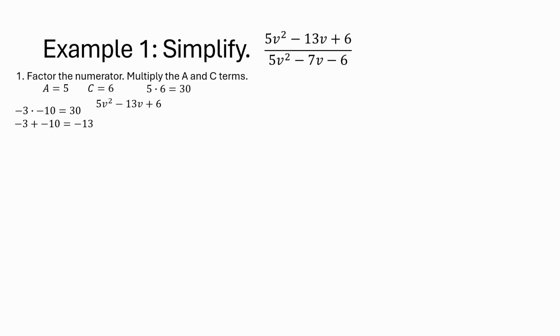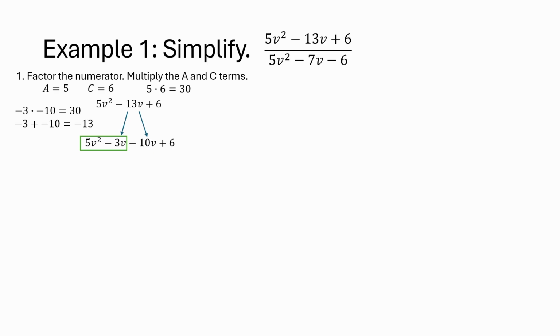Negative 3 times negative 10 does give me positive 30. Negative 3 plus negative 10 gives me that negative 13, that middle term. And so I'm going to break apart negative 13v. And so I'll have 5v squared minus 3v minus 10v plus 6. And so now I'm going to do factor by grouping. I really like that way of factoring, and I'm very consistent with that when I do a lot of these factoring problems.